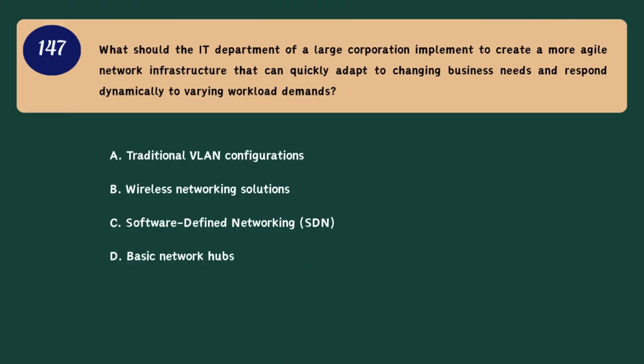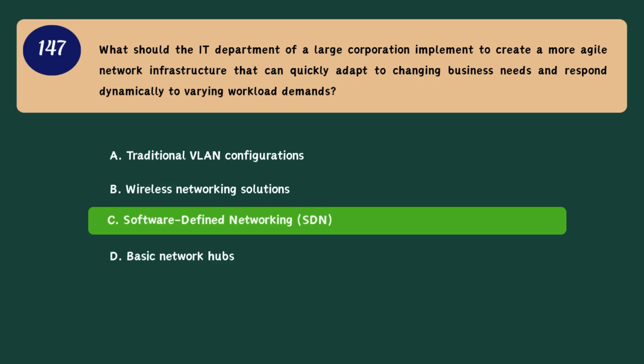Question 147. What should the IT department of a large corporation implement to create a more agile network infrastructure that can quickly adapt to changing business needs and respond dynamically to varying workload demands? A. Traditional VLAN configurations. B. Wireless networking solutions. C. Software-defined networking. D. Basic network hubs. Correct answer. C. Software-defined networking.